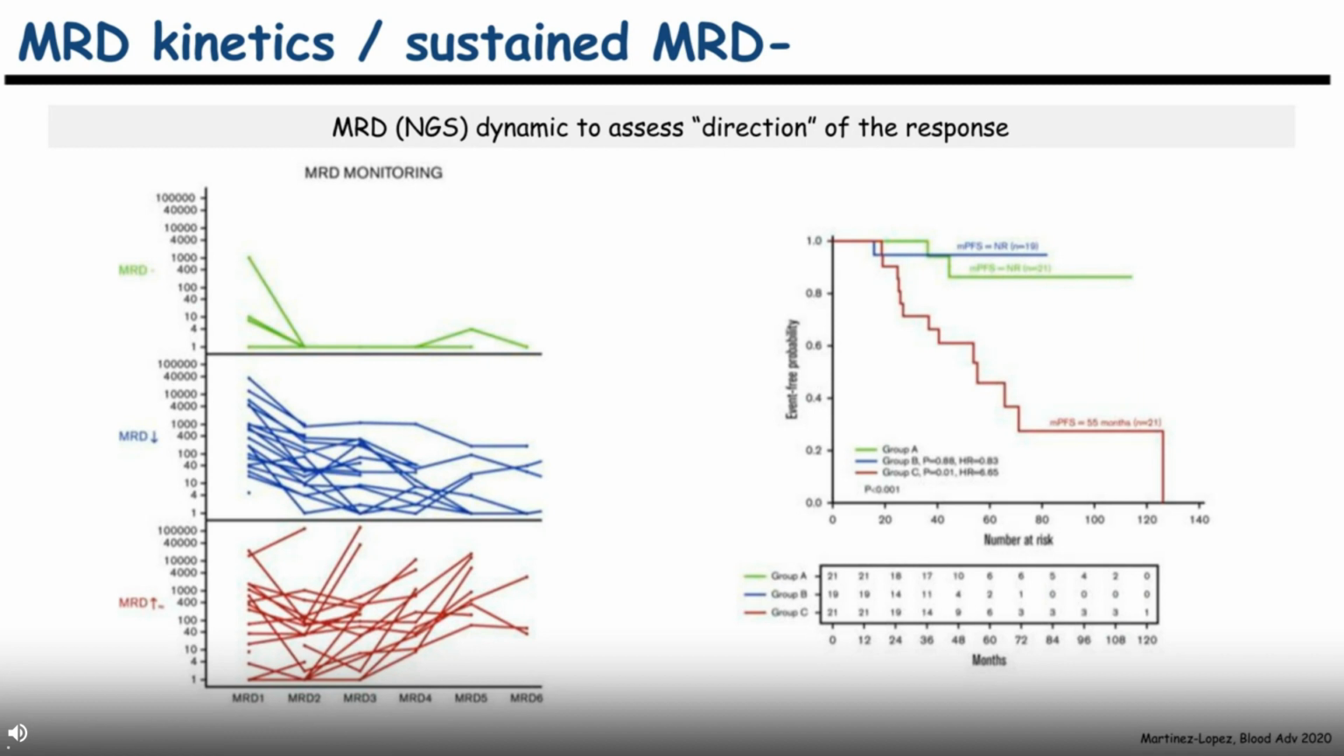More recently, different studies have investigated the value of sequential measurement, like this recent one from the Martinez Lopez group from the Hospital 12 de Octubre in Madrid. They discriminated three groups of patients according to the level of MRD in consecutive measurements. And it is not surprising, at least for me, that the ones showing persistently negative results and those in whom the MRD levels were progressively decreasing were the patients at lower risk of relapse.